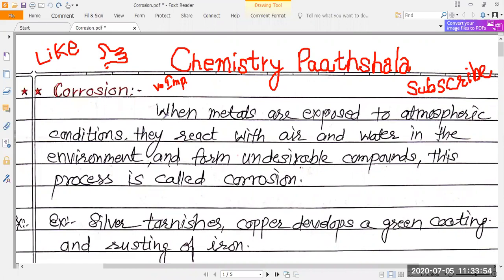Today we are going to explain our next topic, that is corrosion, and it is a very important topic from our NCERT syllabus. So let's start our topic.